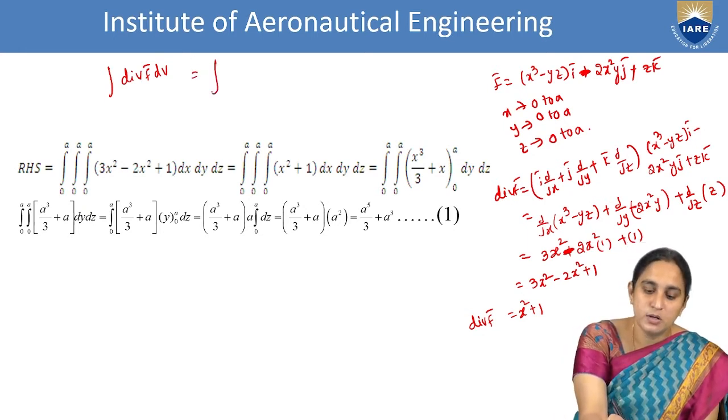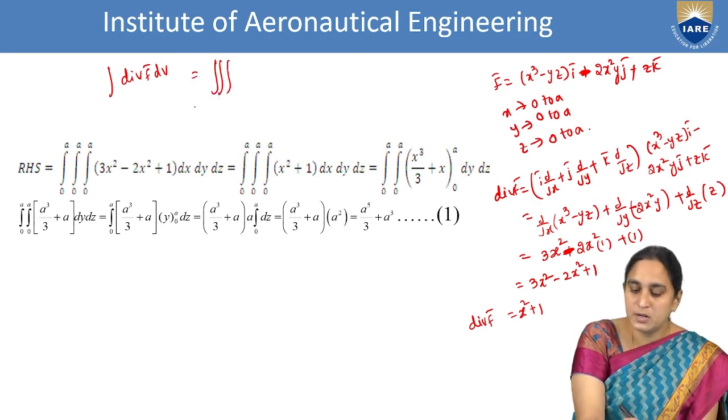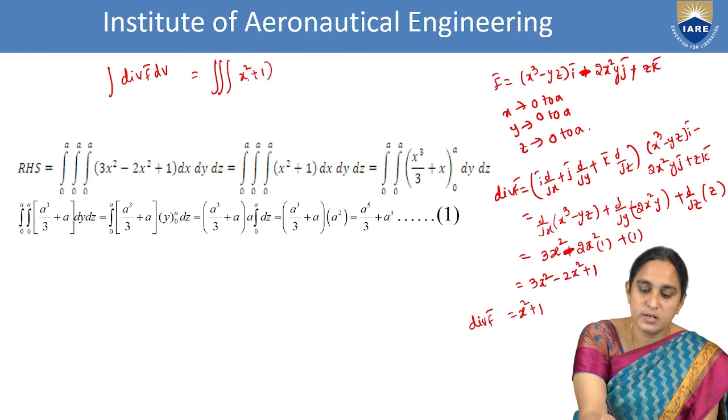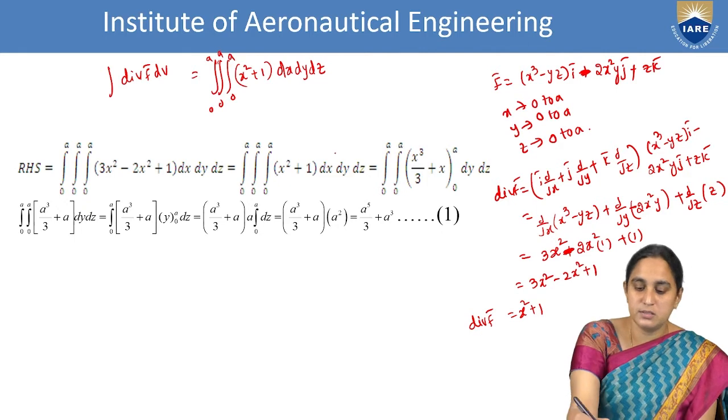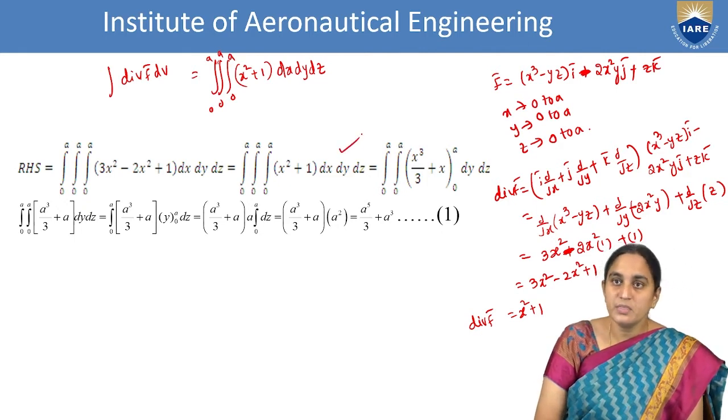This is equal to what? dv means triple integral of divergence of f bar, that is x square plus 1, into dv means dx dy dz. And what are the limits for that? 0 to a, 0 to a, 0 to a. That is this one.